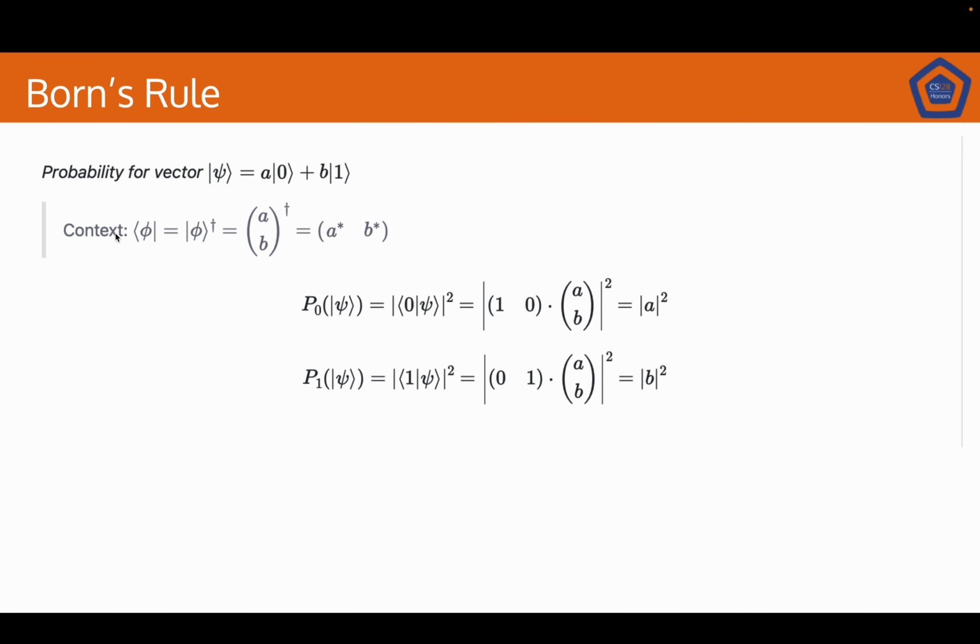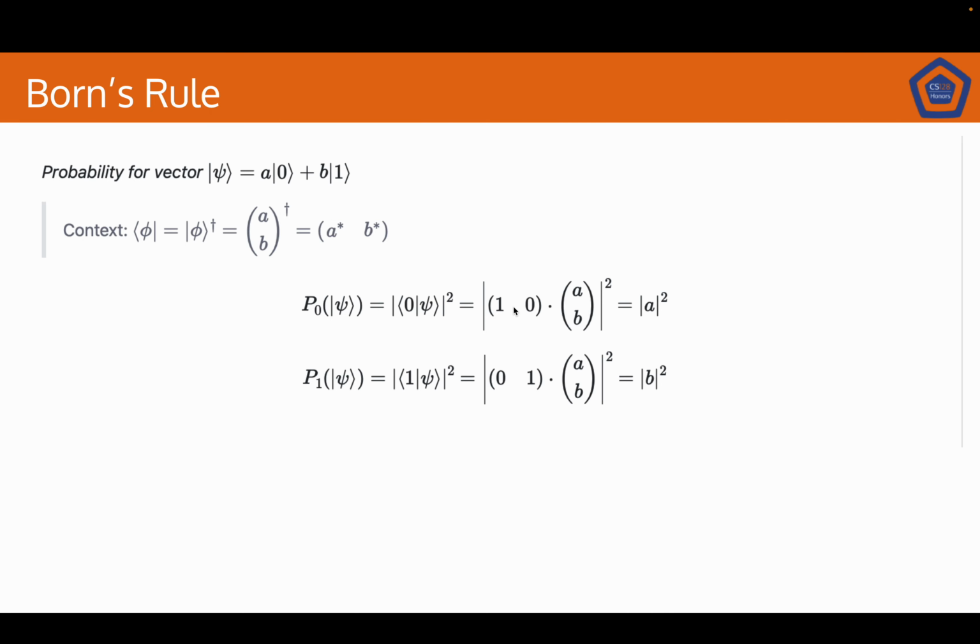A bra is just the complex conjugate transposed of the original vector, the ket. The symbol we use for complex conjugate transposed is a dagger, as you can see here. It's just A conjugate, B conjugate in a row vector. Conjugate just means negate the i's, essentially. And the probability of 0 is the inner product of the up vector and psi vector here, your qubit, the magnitude of that squared.